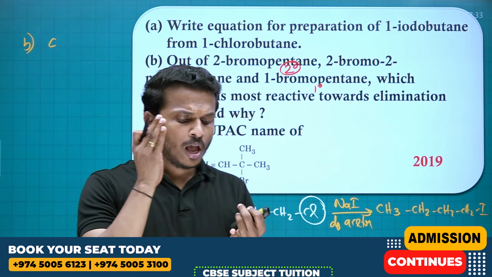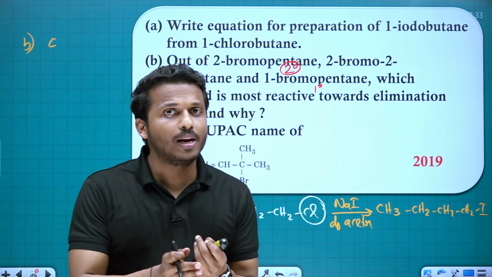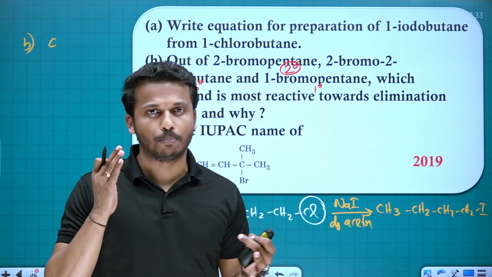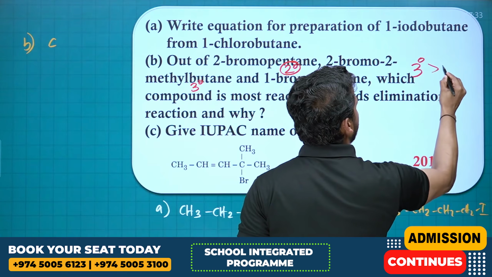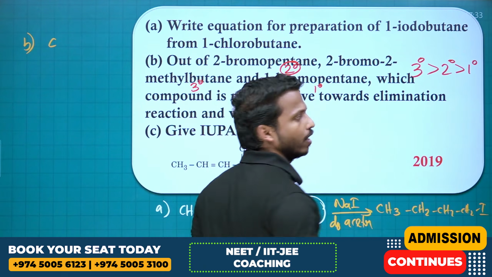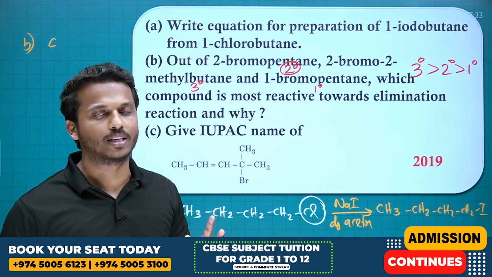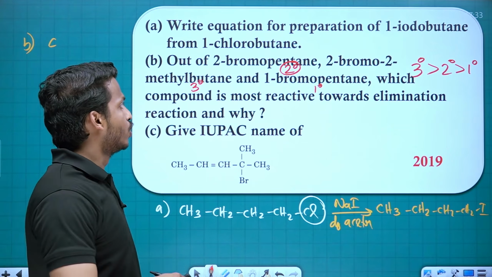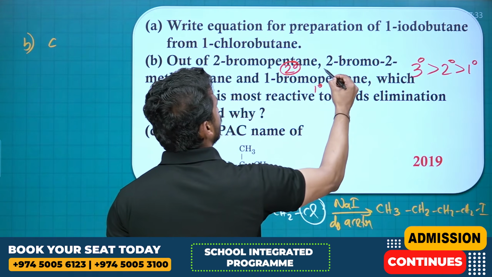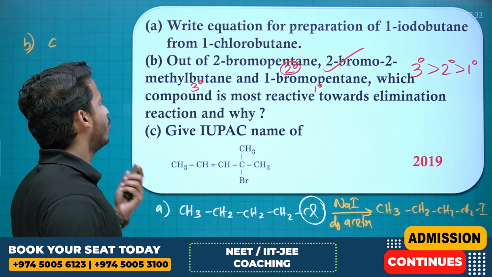Basically, for primary, secondary, tertiary species, if they ask about elimination like dehydration or beta elimination, that follows the order tertiary, secondary, primary, the SN1 trend. Elimination reactions mainly follow the SN1 pattern, that is, stability of carbocation is the factor. So which one is tertiary here? 2-bromo-2-methylbutane will undergo the reaction faster.